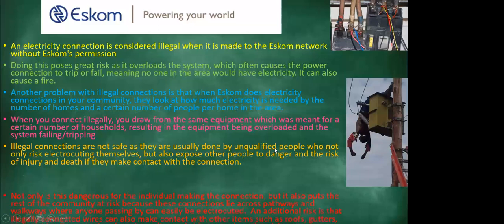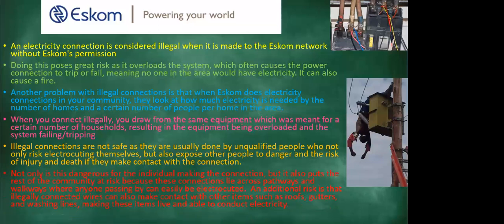Right, and lastly, not only is this dangerous for the individual making the connection, but it also puts the rest of the community at risk because these connections lie across pathways and walkways where anyone passing can easily be electrocuted. An additional risk is that illegally connected wires can also make contact with other items such as roofs, gutters, and washing lines, making these items live and able to conduct electricity.